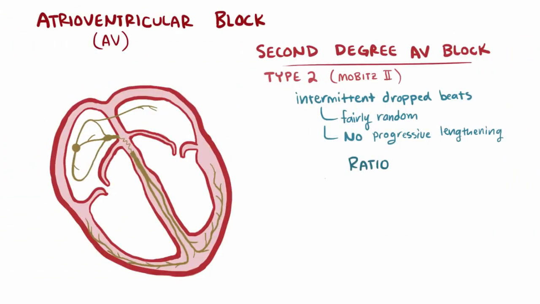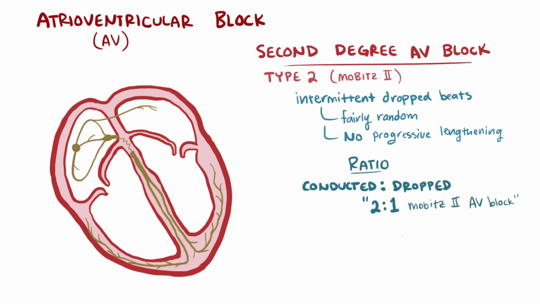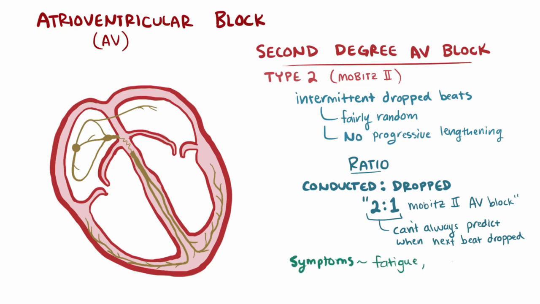A lot of times a ratio for the overall number of beats conducted to not conducted is given, like 2-to-1 Mobitz 2 AV block. But again, remember that those dropped beats happen fairly randomly, so we can't really predict exactly when the next beat will get dropped. Most people with Mobitz type 2 do feel symptoms, like fatigue, dyspnea, chest pain, and syncope, though the severity can vary from patient to patient.